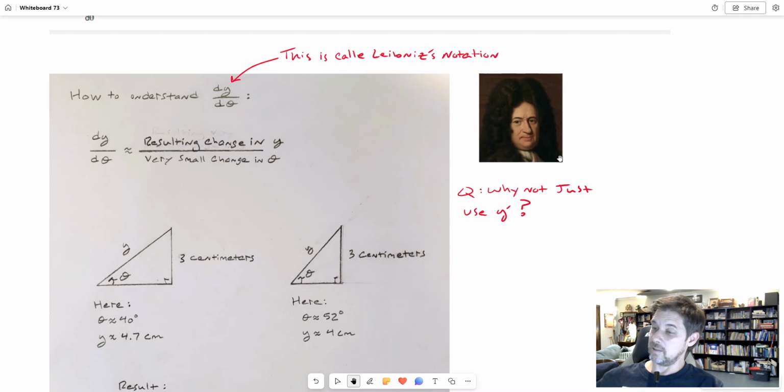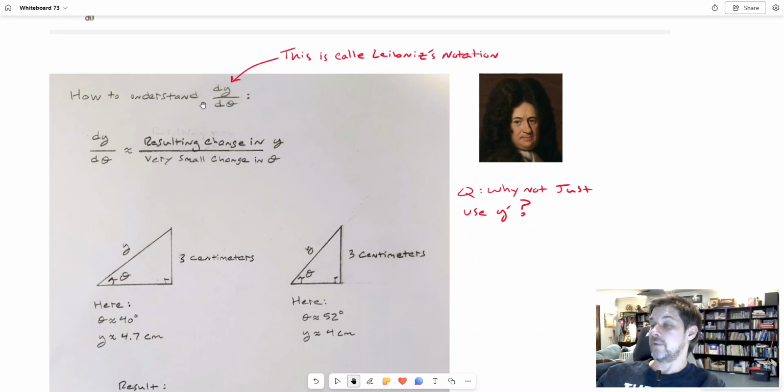You can read about him if you want to. But that's another notation for the derivative. Now, you might say, why don't we just use the notation that we've already learned, y prime? If we put an apostrophe next to a variable, that could represent its derivative. So why do we not just use that? What's with this new notation?